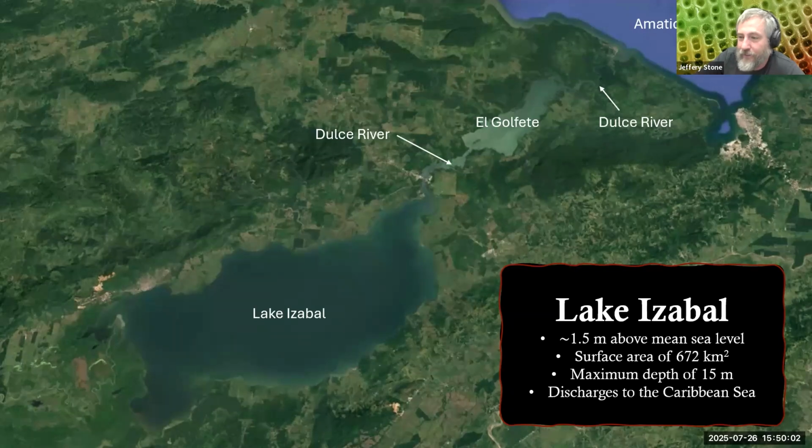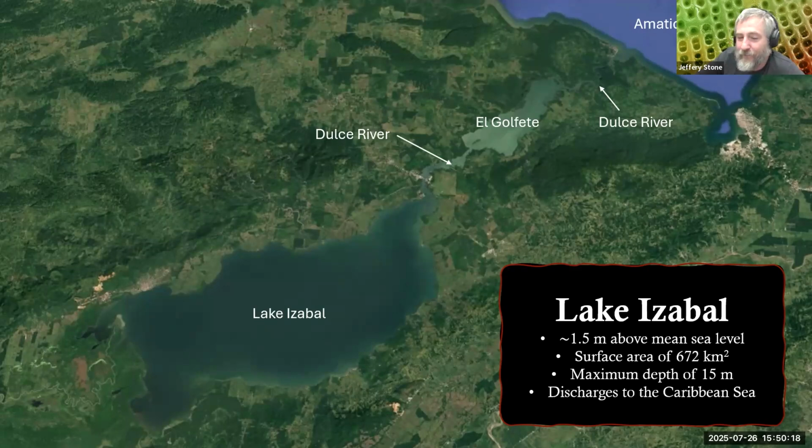And Lake Isabel is a lake in Guatemala. It's the largest lake in Guatemala, a natural lake system. It's about 15 meters deep at its deepest point, and it is very close to sea level.